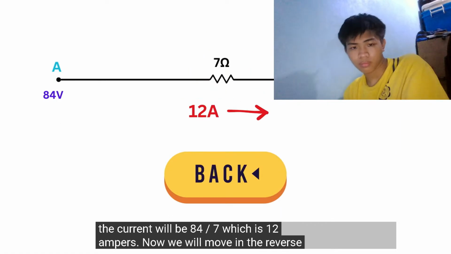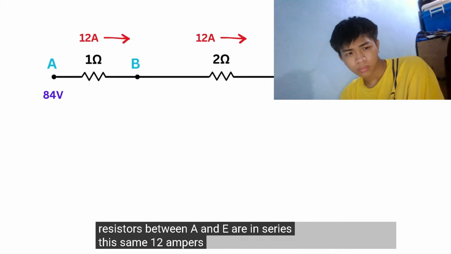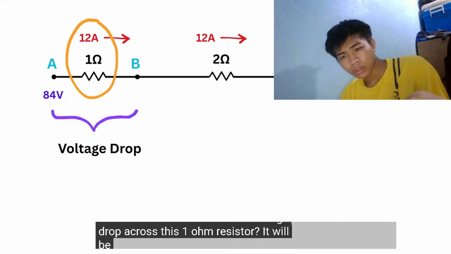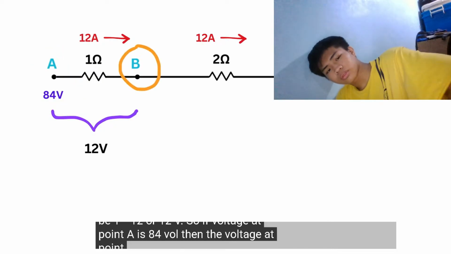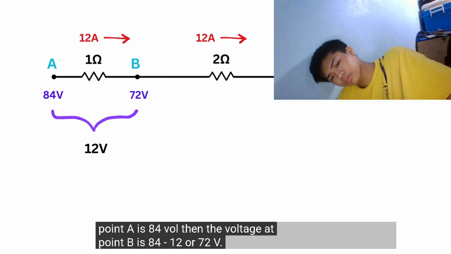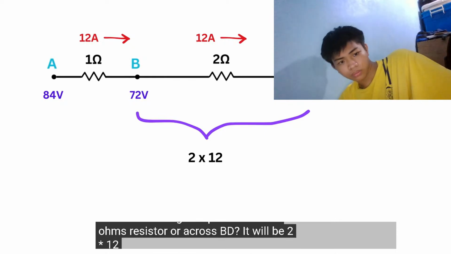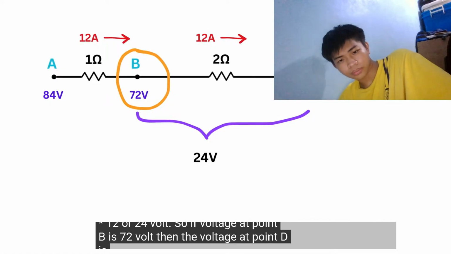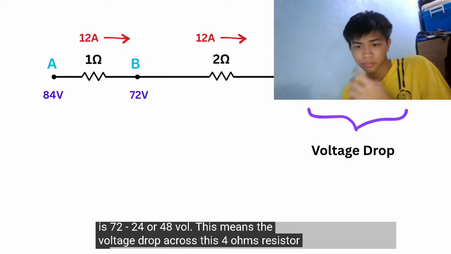Now, we will move in the reverse direction. Since all the three resistors between A and E are in series, this same 12 amperes will pass through each of them. What will be the voltage drop across this 1 ohm resistor? It will be 1 times 12, or 12 volts. So if voltage at point A is 84 volts, then the voltage at point B is 84 minus 12, or 72 volts. Now, what will be the voltage drop across this 2 ohms resistor, or across BD? It will be 2 times 12, or 24 volts. So if voltage at point B is 72 volts, then the voltage at point D is 72 minus 24, or 48 volts. This means the voltage drop across this 4 ohms resistor is 48 volts.